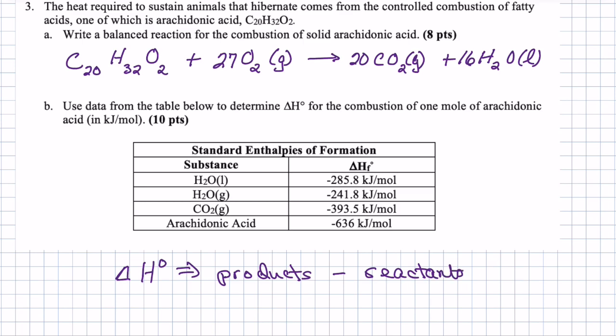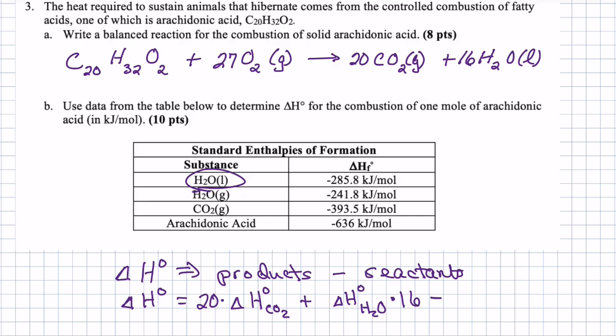And so here we go. What we're going to do is our products are carbon dioxide, so we want the enthalpy of formation of CO2, and because the stoichiometric coefficient is 20, we're going to multiply that by 20. And then the other product is H2O liquid, which again, here, it's important that you look at the liquid. It's going to be negative 285.8, but I'm just going to write this here, right? So those are our products, and we're going to multiply that by the stoichiometric coefficient, which is 16, all right?